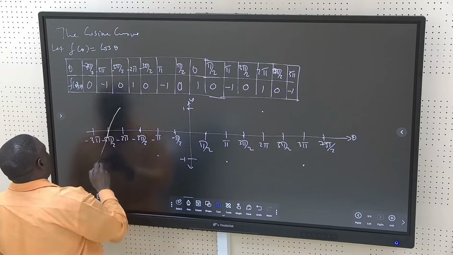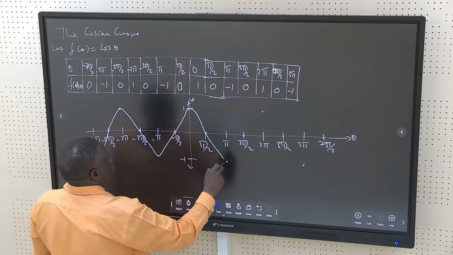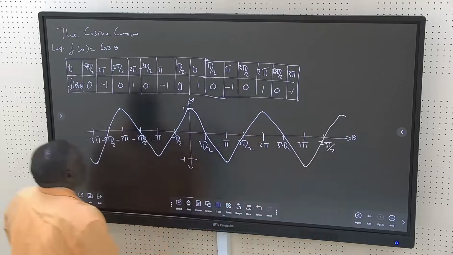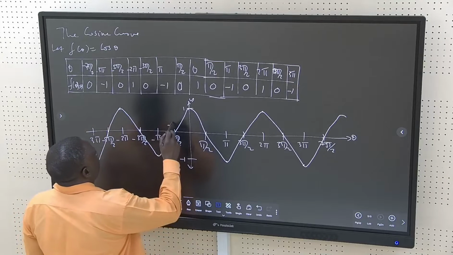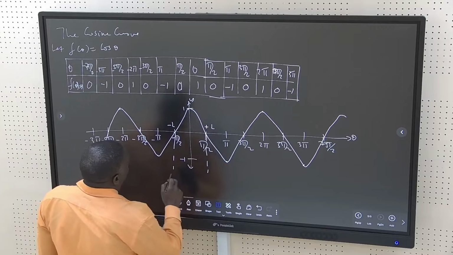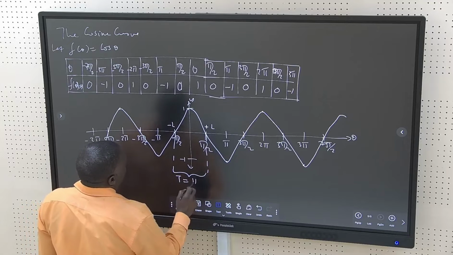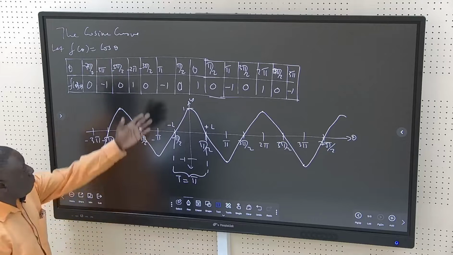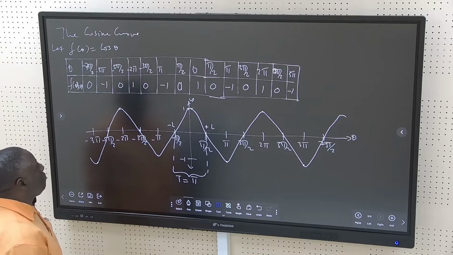So you can join these points, and you will see this one going this way. Right. So you can see this symmetric region of cosine. This is from negative L to positive L. So the symmetric region of cosine here is period T, which is pi. That is from negative pi over 2 to positive pi over 2. This is the symmetric region of cosine, and you can see how it copies and repeats itself.